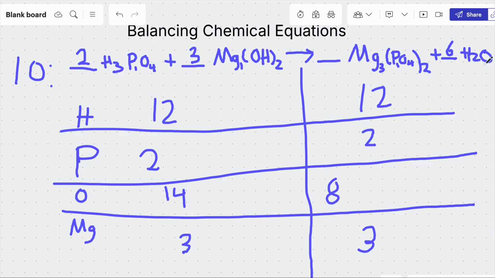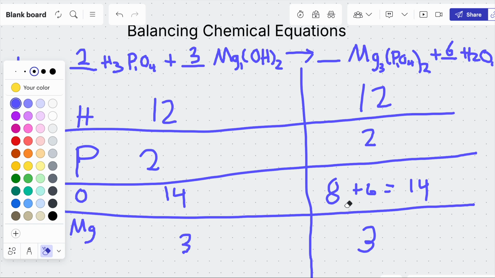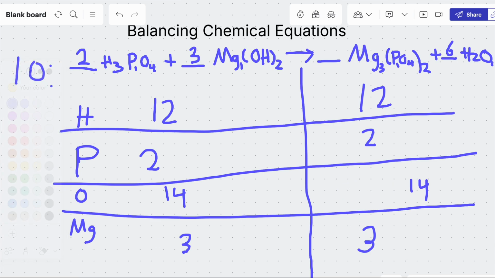And then in our H2O's, remember that's like H2O1, we have 6 of them, so 6 times 1 gives us 6. So we have 8 plus 6 equals 14 total. Nice. Okay, now if you look, it looks like everything matches up, so we should be good to go. Plug in a 1 to that blank. Yeah, that should be our answer. It's 3 phosphoric acid plus 3 magnesium hydroxide makes 1 magnesium phosphate and 6 water.